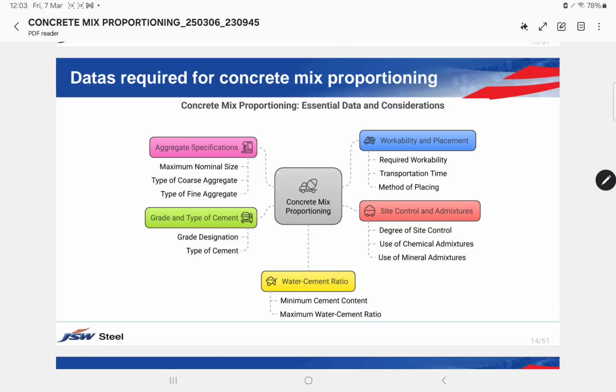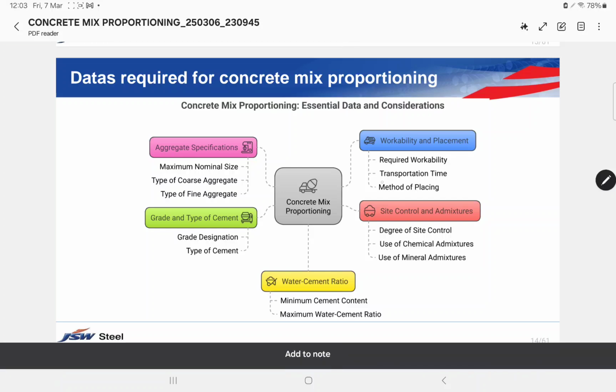As we discussed earlier, we need to know the workability and placement, how you are going to place your concrete. Accordingly, you have to decide your workability, that is some value. What is the transportation time? How long it will take the transit mixer to reach site from the production unit. Then method of placing, site control, the degree of site control, whether you are planning to use any admixture or not, whether you are using any mineral admixture or not, the minimum cement content, maximum water cement ratio.